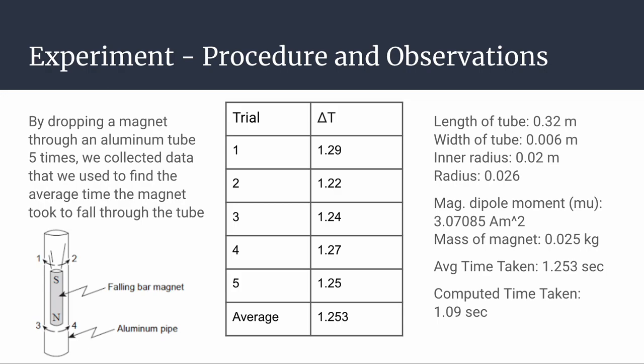The experiment itself was dropping a magnet through an aluminum tube 5 times and collecting that data and finding the average time that it took the magnet to fall through, illustrated there. I had 5 trials, and the average time taken was 1.253 seconds. And off to the side here, we can see some measurements of the tube, the magnet, and the results from the trials compared to the computed time.